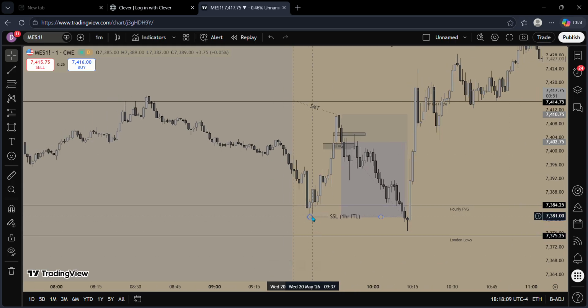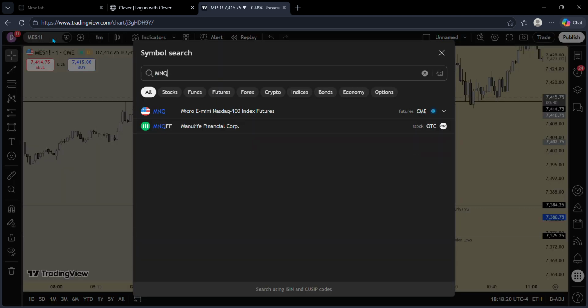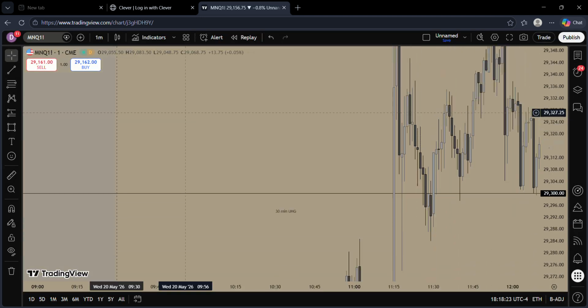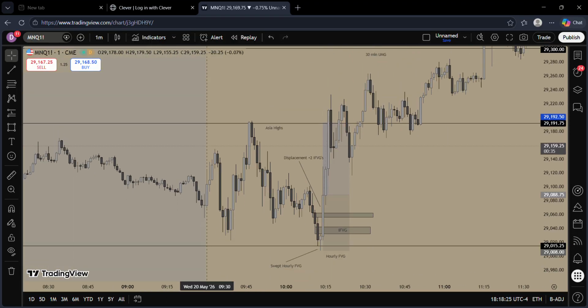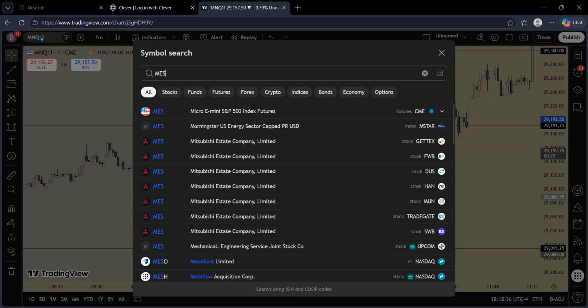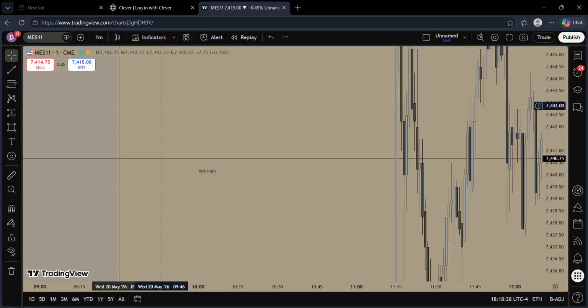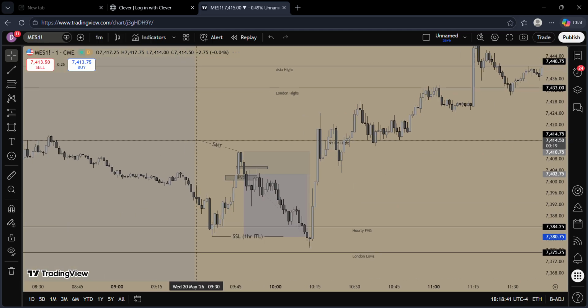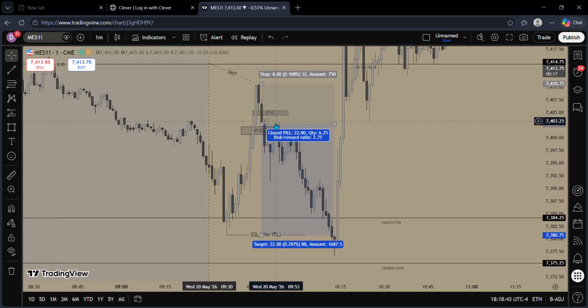So we swept out this hourly gap, creating an hourly ITL or potential target. We swept off of it, and we had an SMT at New York PM highs because NASDAQ took out Asia highs before ES did. You can see over here, we swept out Asia highs, and I could have taken the trade on NASDAQ. I just preferred to take it on ES just because we had the SMT, and I kind of just wanted to trade MES today. So I took that SMT, and we had a better inverse fair value gap on MES. That's why I also prefer to take it over NASDAQ.